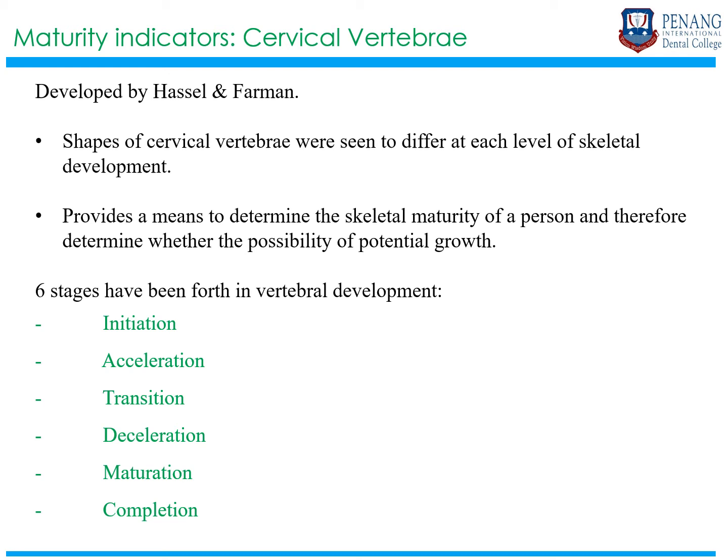So that's what interested them, and that's how they were able to understand that it has an implication with a particular age or growth of a particular individual, and also provides a means to determine the skeletal maturity of a person and therefore determine whether the possibility of any remaining growth exists or if there is any potential growth left for a particular individual. So 6 stages have been put forth: initiation, acceleration, transition, deceleration, maturation, and completion.